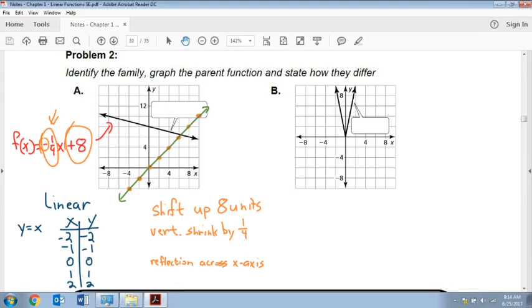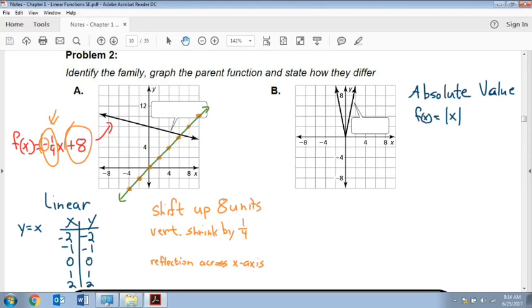Letter B. It looks like a big V, and the sides are straight. It's not curved like a parabola. A parabola would look more curvy. So this one is an absolute value function. So let's graph the parent function. The parent function would be f of x equals the absolute value of x.